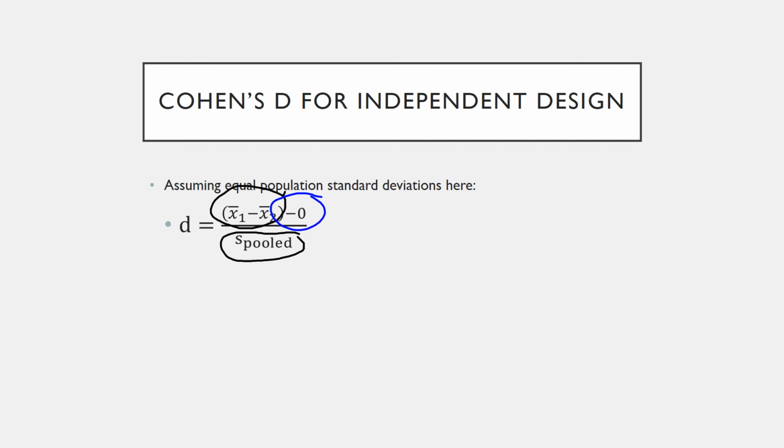I just want you to know why we have a minus 0 here, when subtracting 0 really doesn't change the Cohen's D.